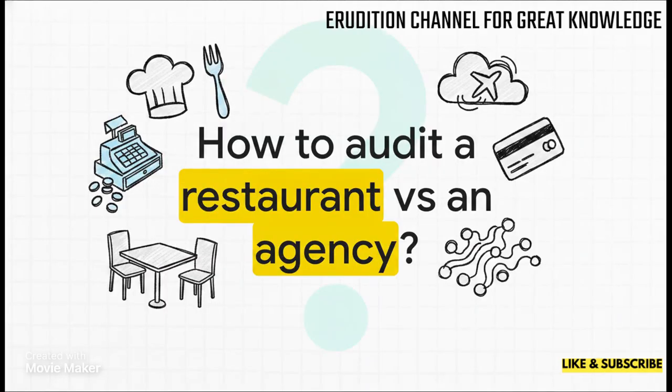Okay, so let's just dive right into the core challenge here. Think about it for a second. How exactly do you audit a local restaurant that deals in physical ingredients, daily cash registers, and actual tables, versus a global travel agency that deals almost entirely in digital bookings, commissions, and intangible services? I mean, these businesses operate in fundamentally different ways on a day-to-day basis. Yet an auditor has to step into both of them and verify that their financial statements are completely accurate. So how is that even possible?